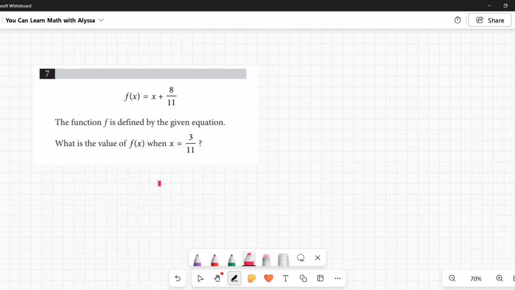Number 7, f of x equals x plus 8/11. The function f is defined by the given equation. What is the value of f of x when x equals 3/11? This is a question testing your ability to evaluate a function.